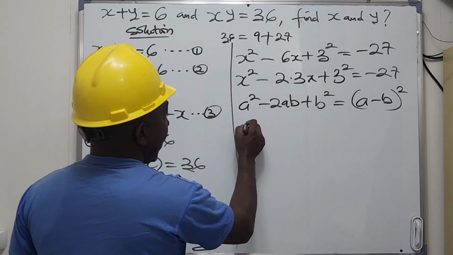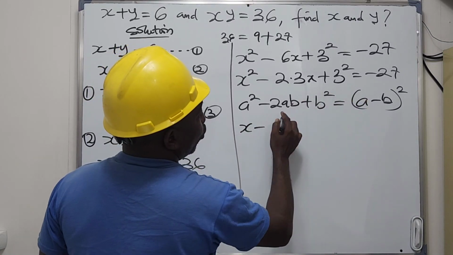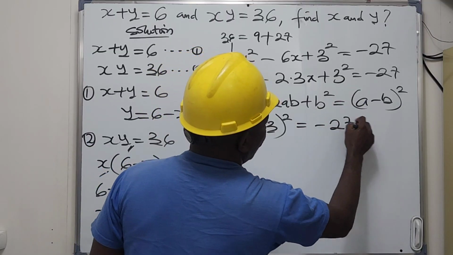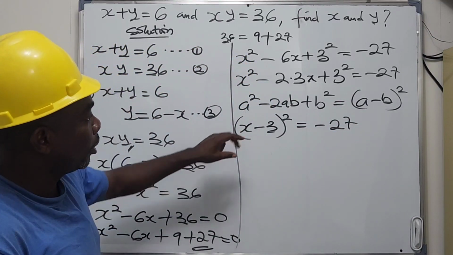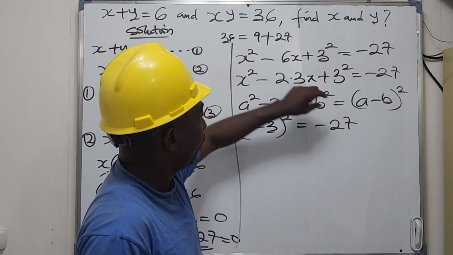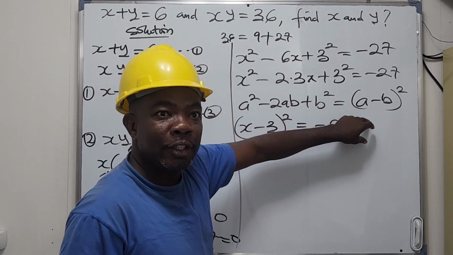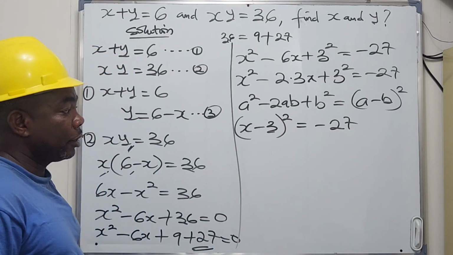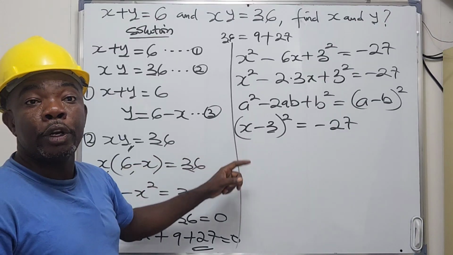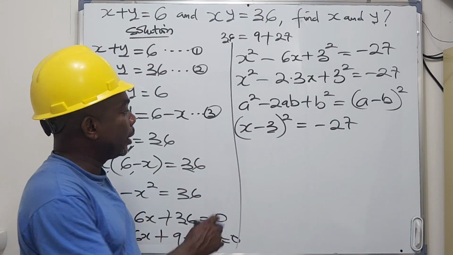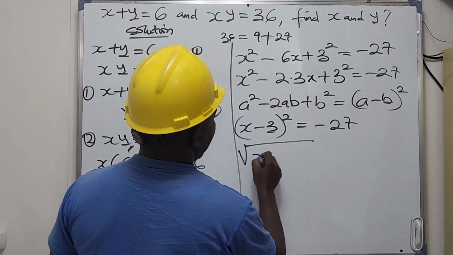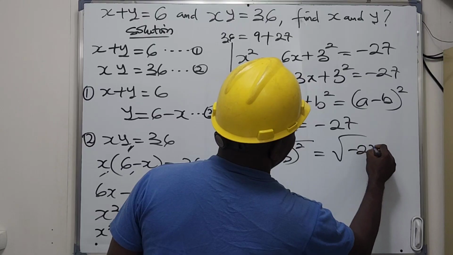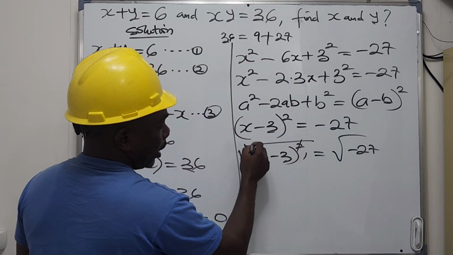So we are going to express this as the solution of this format. So this will become (x minus 3) all to the power of 2 equals minus 27. We need to express this as this solution. That's why we have (x minus 3) to the power of 2. So in this case, for us to find the value of x, we need to introduce square root to both sides. So this will become the square root of (x minus 3) to the power of 2 equals the square root of minus 27. So here the square and the square root cancel.